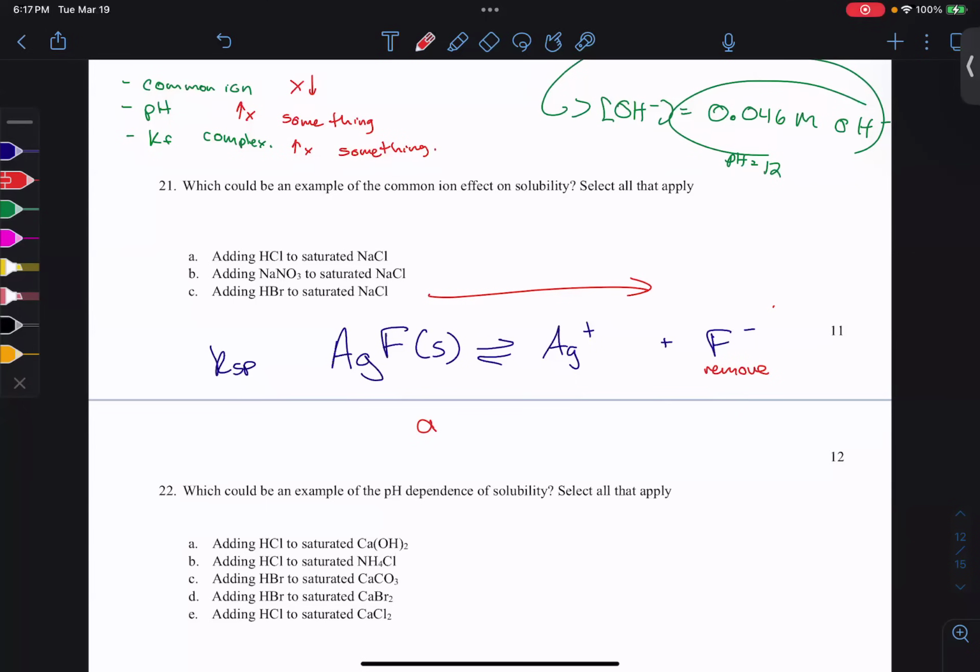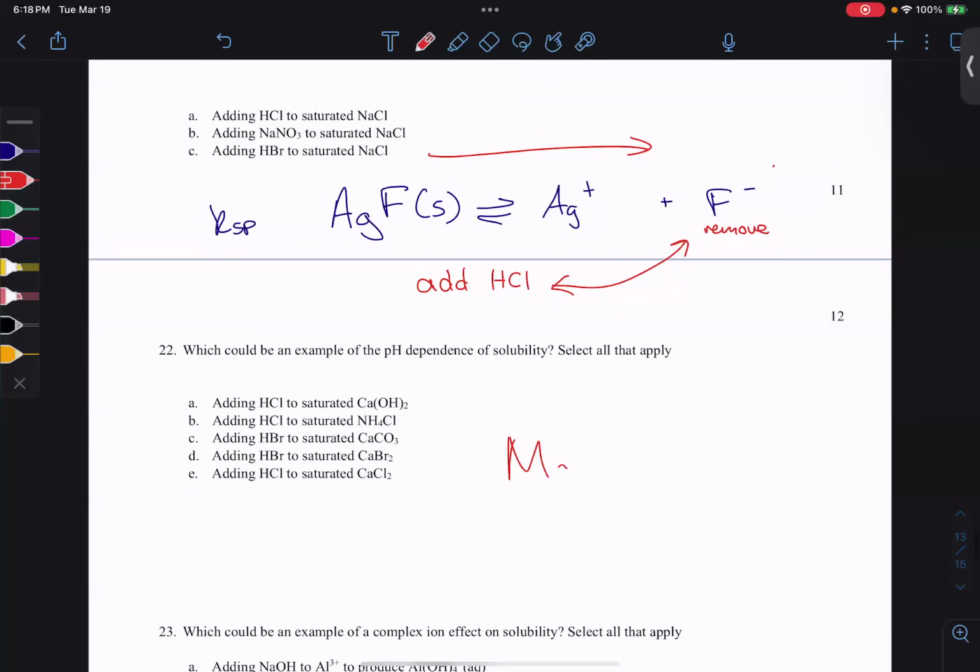But how can we remove F-? F- is a base, isn't it? Bases do what with acids? They become neutralized. So if we add HCl to this, HCl is a what? Acid. HCl is going to react with F-, essentially removing it from the equation, right? So here we see this compound gets more soluble at lower pHs. It becomes more soluble in acidic conditions because its anion is a weak base.